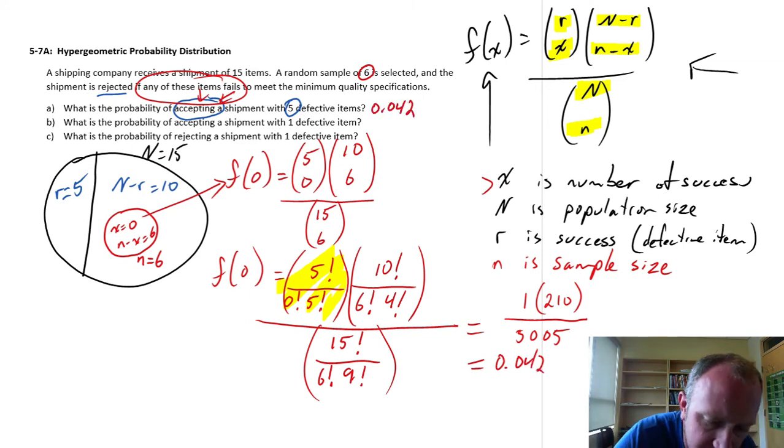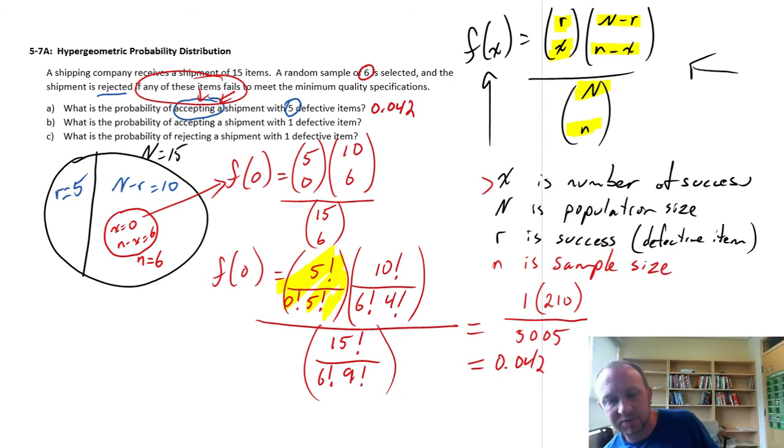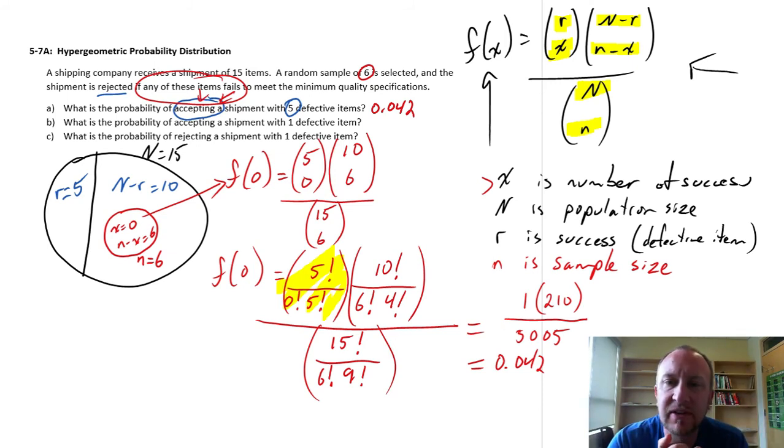So there we have it, the probability of accepting a shipment that contains 5 defective items. If I have 15 items in that shipment, 5 of them are defective, the probability that I will take a sample of 6 that contains no defective items, so that I would accept, is 0.042. Okay, I hope that makes a little bit of sense. Let's go on now to part B.